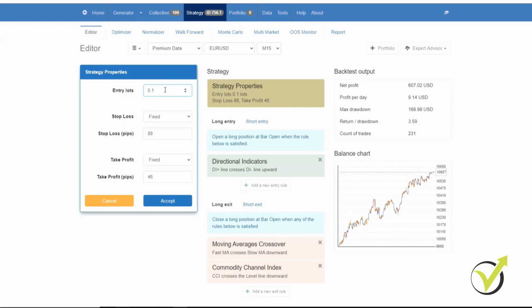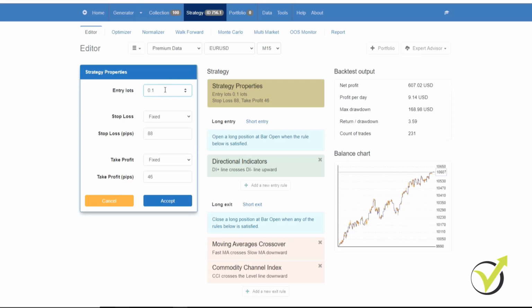Now, when trading, we always talk in lots. One full lot of a currency is 100,000 units of the base currency. So in this case, we have an entry lot size of 0.1. So this would be equal to 10,000 units of the base currency.